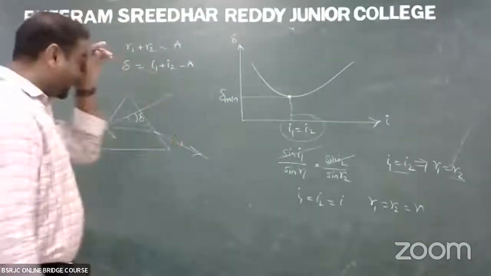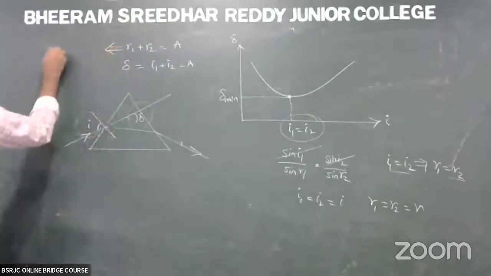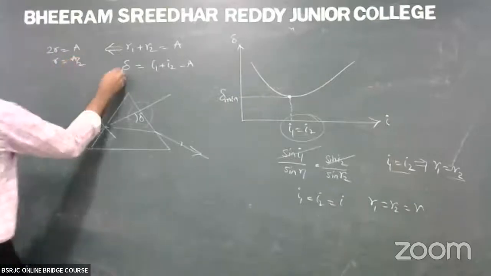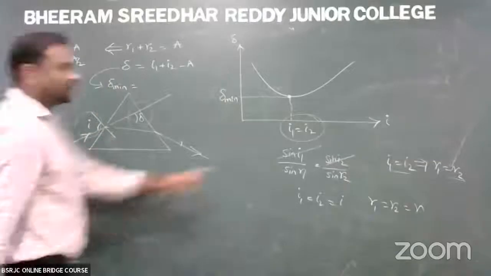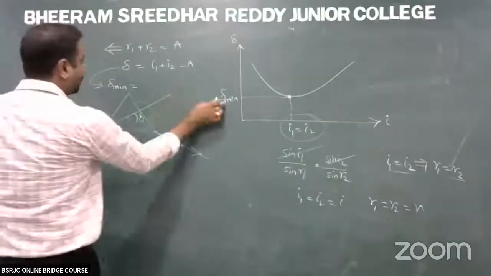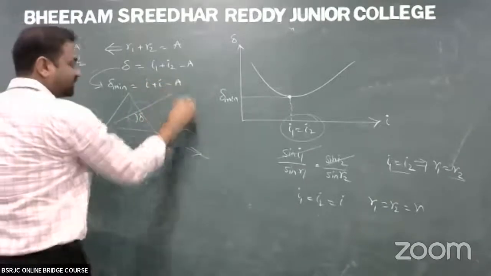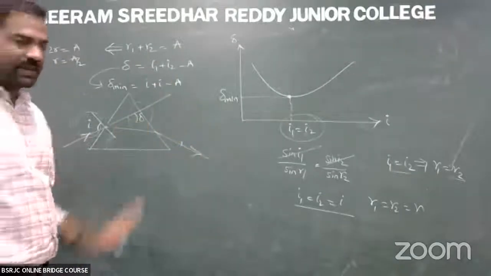Okay? So if that is the case, then this value will become how much? 2R is equal to A, then R is equal to A by 2. Now deviation will become how much? Minimum deviation. That's all. Whenever I1 is equal to I2, deviation will become minimum. Then this is I plus I, because I1 is equal to I2, both are taken as I only.